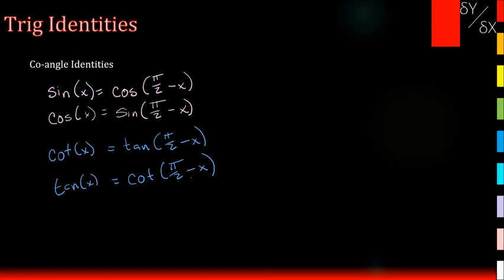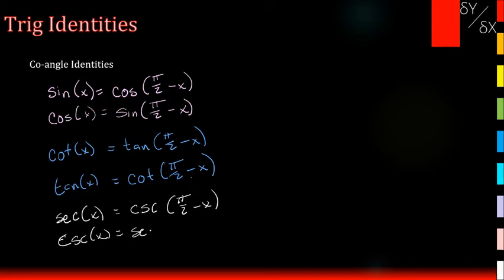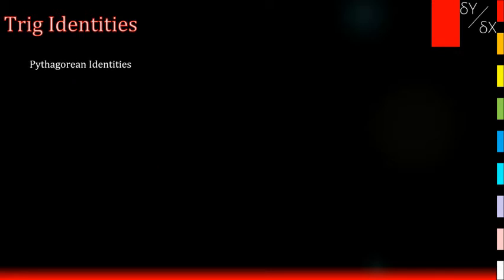So our last option here is going to be secant and cosecant. And we're going to have that secant of x equals cosecant of pi over 2 minus x. And that cosecant equals the opposite, secant of pi over 2 minus x. So those are our co-angle identities. These are a way, if you have stuff stuck inside your parentheses, it could potentially save us one of our rules so we don't even have to use it. It's a rule coming up, but it could save us a lot of steps.